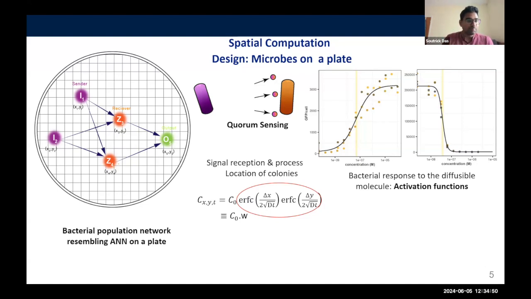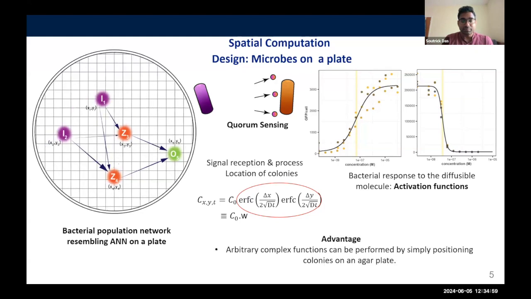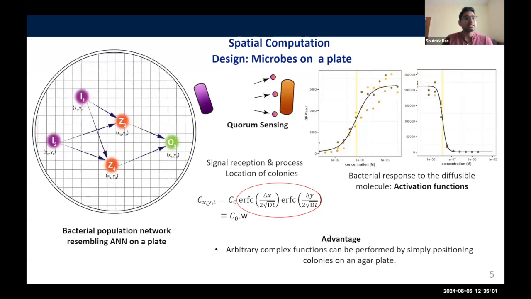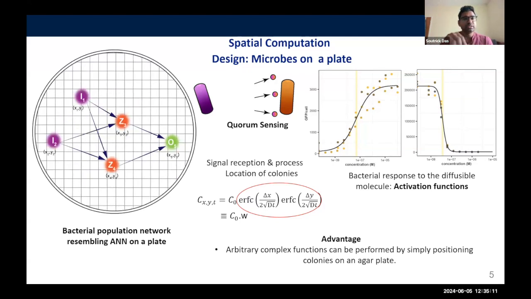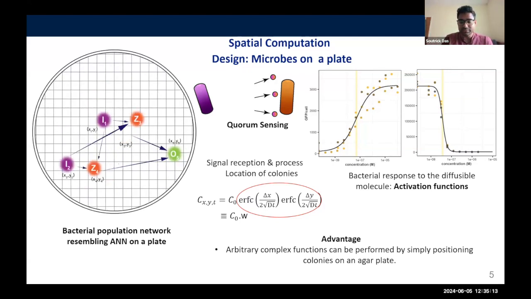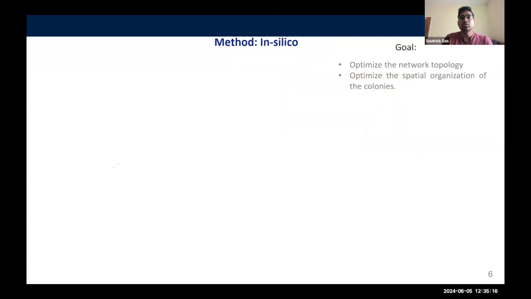So this is our complete setup, where the bacterial population tries to resemble an artificial neural network on a plate. The biggest advantage of our model is that, owing to the additive nature of the input concentrations, any arbitrary complex function can be performed by simply positioning the different colonies on an agar plate. Now, starting with the method.